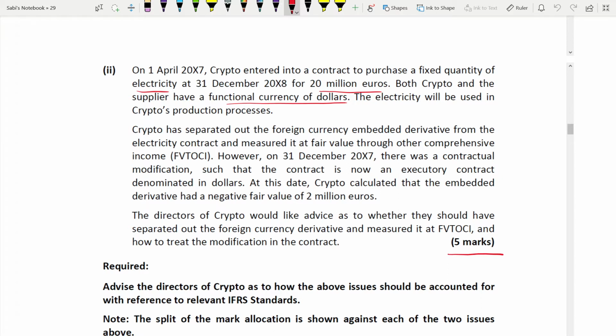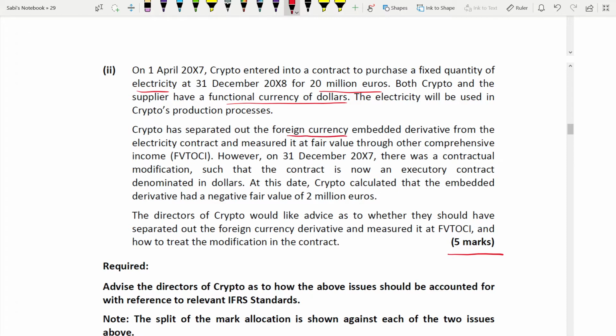Now this is about whether they have to separate. Embedded derivative means what? There are two contracts in one. One is a derivative, the other one is not a derivative, right? So whether you have to separate out or not, that's the question.